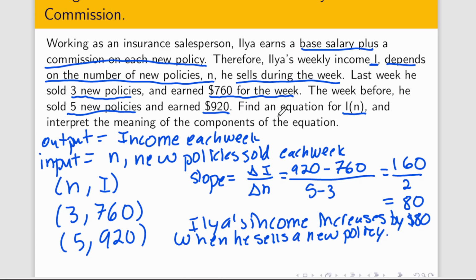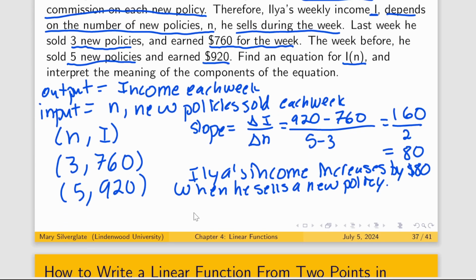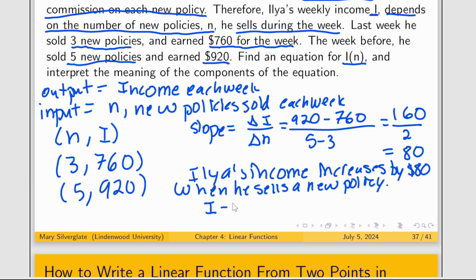Now I want to finish writing the rest of my equation. So I'm going to do the point slope form again. So instead of calling it Y, I'm calling it I. So I minus, pick either one to plug in as your point. I like to deal with smaller numbers, so I'm going to pick the first. 760 is equal to 80. Instead of an X, that's a new policy, minus 3.